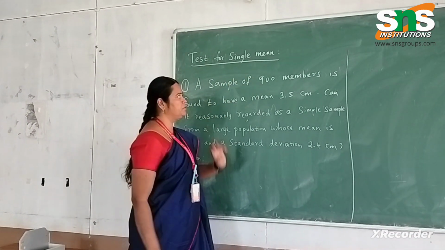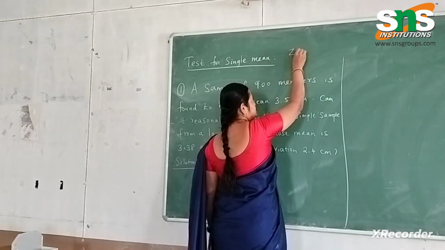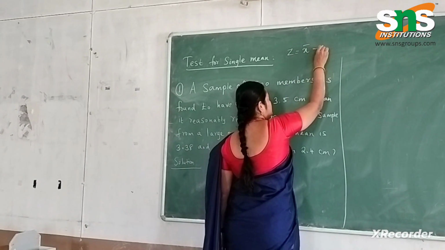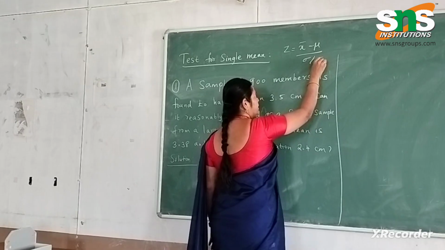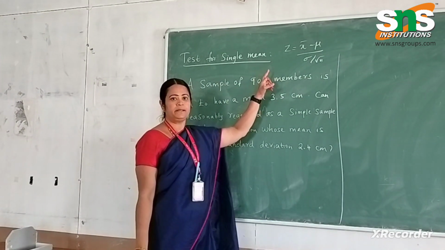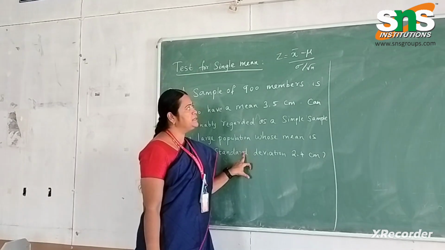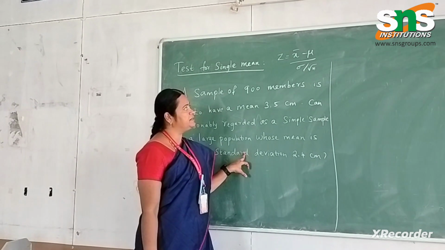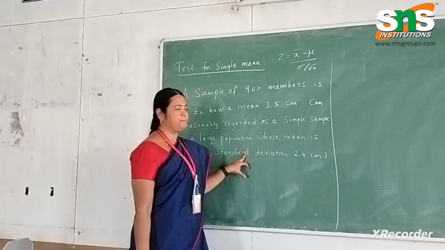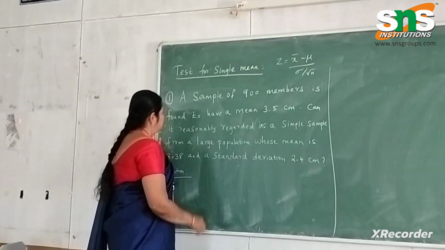So we know the formula for test for single mean: Z is equal to x bar minus mu divided by sigma by root n. This is the formula where x bar denotes the sample mean and mu denotes the population mean. Sigma is the population standard deviation and n is the sample size. So now look at the problem.